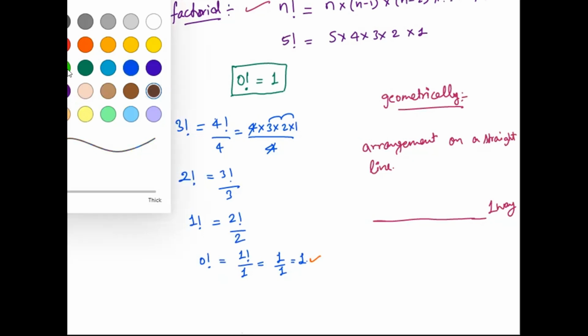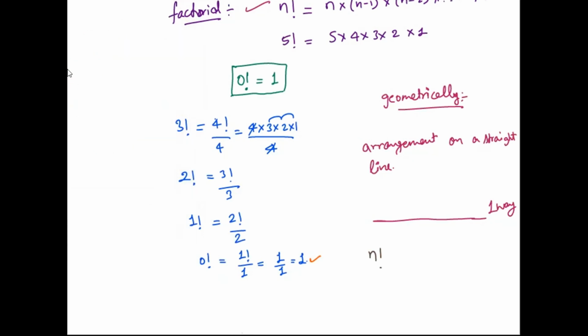And if you go by this formula of n factorial, using that also you could prove it, which says n factorial is equal to n times (n minus 1) factorial, right? In general, in terms of n, I'm saying. So now, if I put n equal to 1 here, my LHS will become 1 factorial, and here it will become 1 times (1 minus 1), which is 0 factorial.